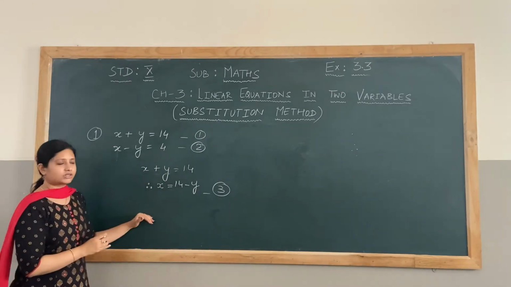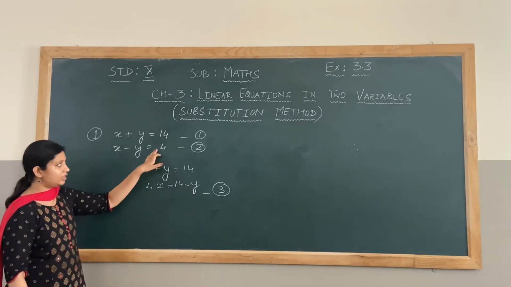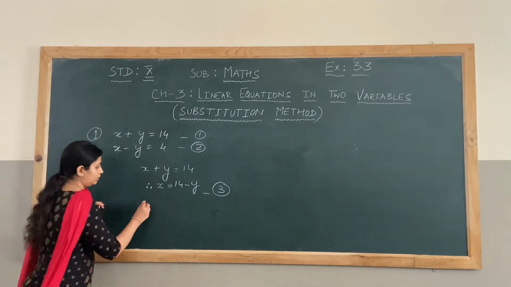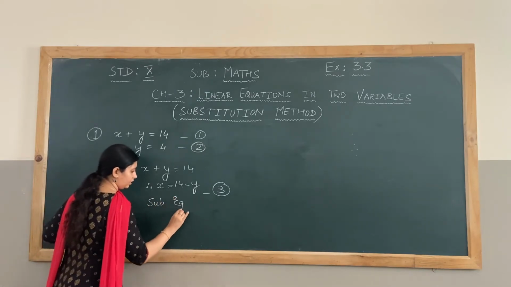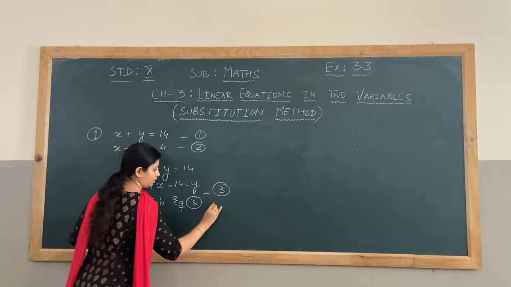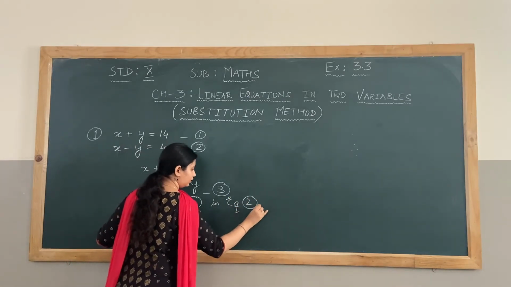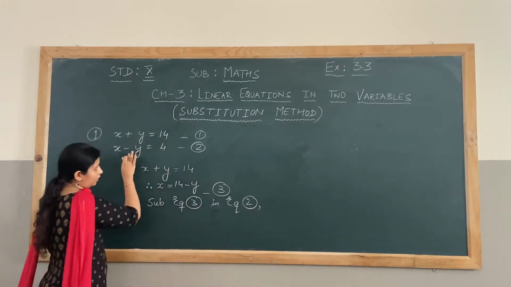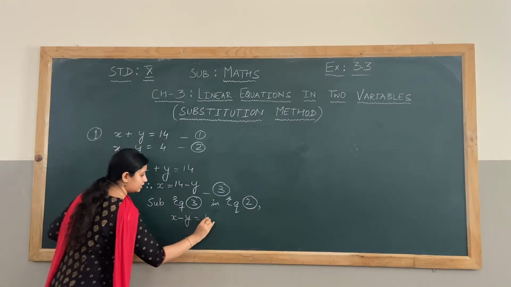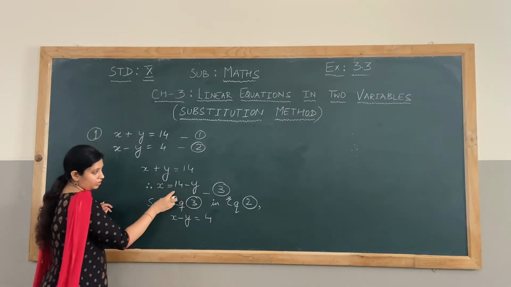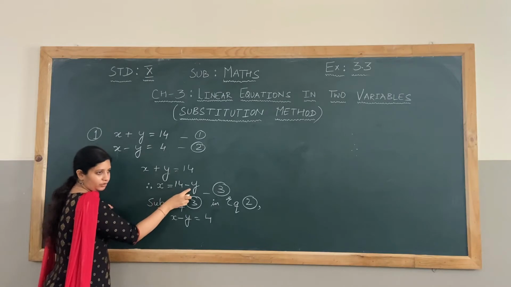Now, in the next step, what you are going to do is substitute this equation 3 in equation 2. So, substituting equation 3 in equation 2. What is your equation 2? x minus y is equal to 4. Now, substituting 3 in 2, x is equal to 14 minus y.